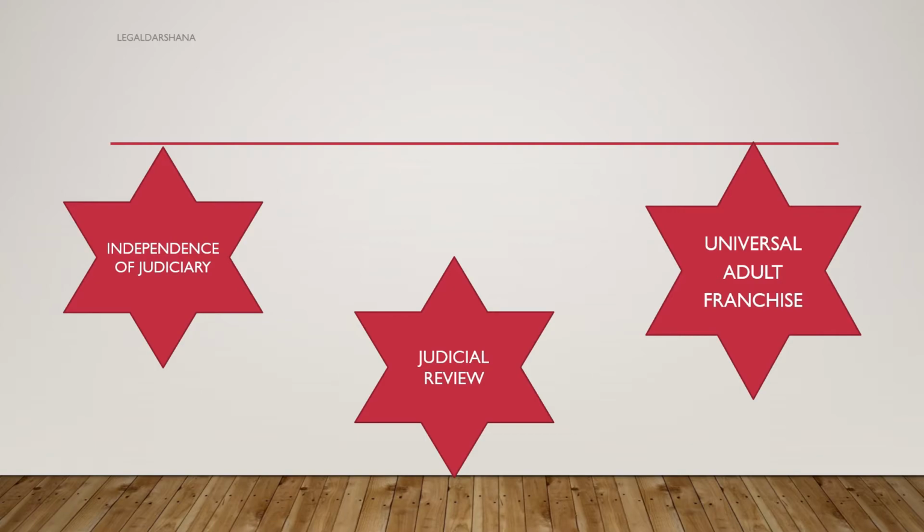Our constitution also recognizes the principle of judicial review and universal adult franchise, that is, it gives all adults above 18 years of age the voting rights. They are free to choose their government and elect them.